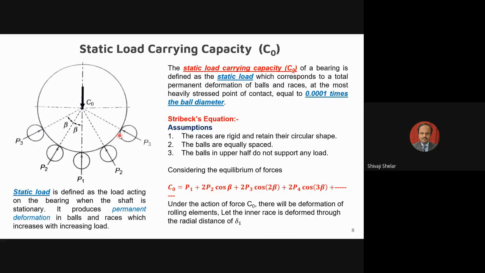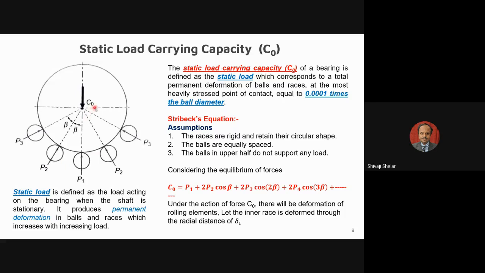So what will be happening? There will be lower rollers, and there will be upper rollers. But by way of this load acting in the downward direction, the upper rollers will not be loaded much. Most of the loading is at the bottom, so they will deform permanently to some extent. So it produces permanent deformation in balls and races, which increases with increasing load. As you increase this external load, the permanent deformation will increase.